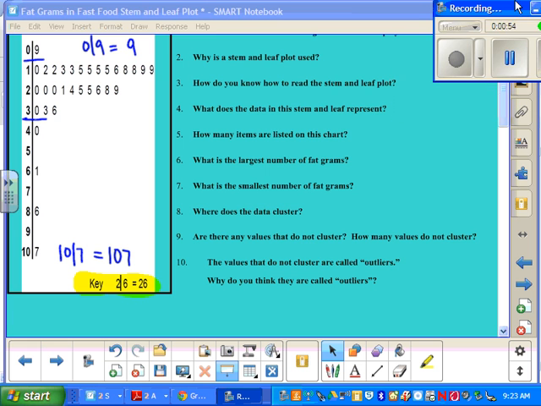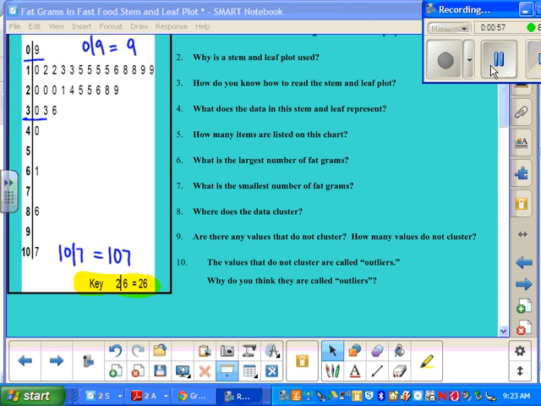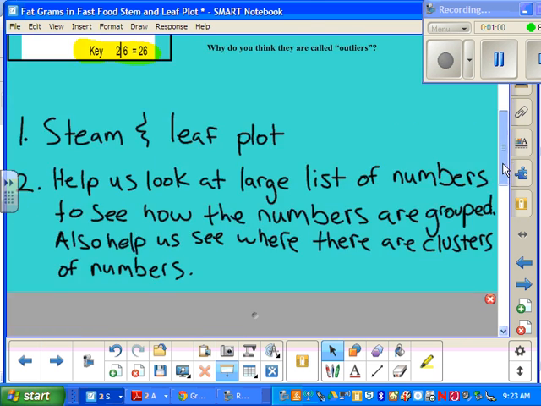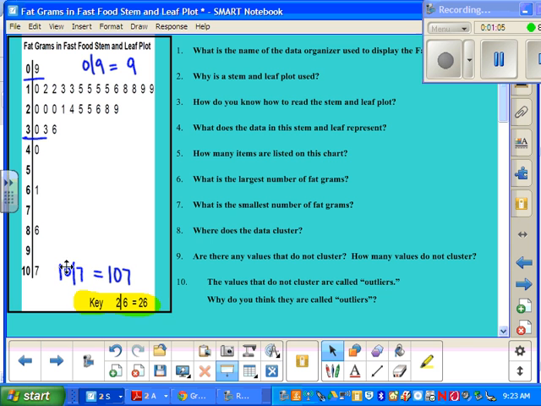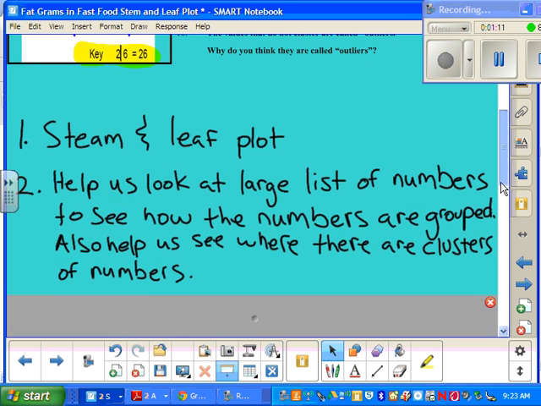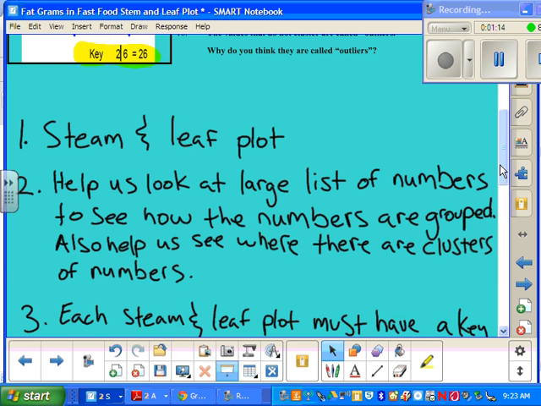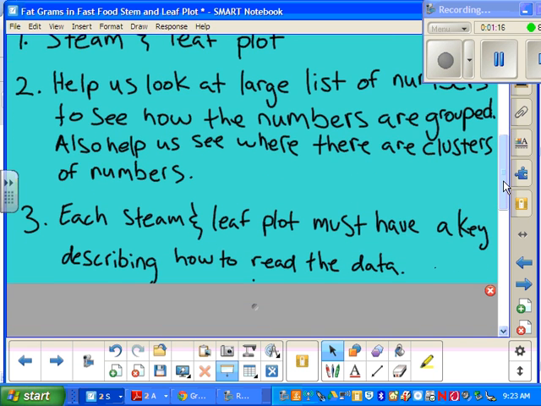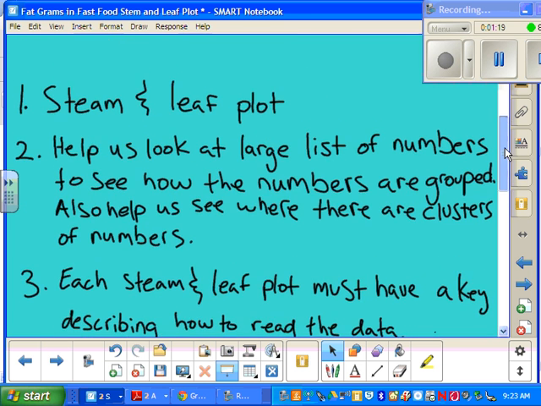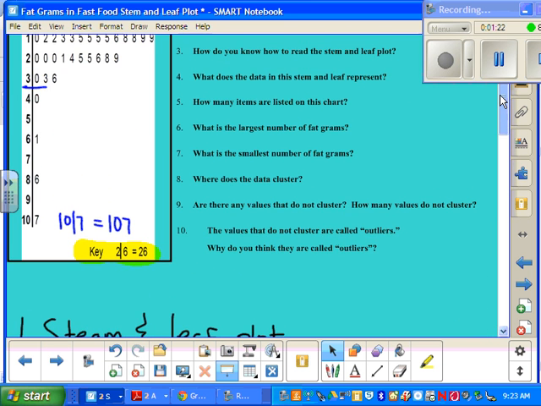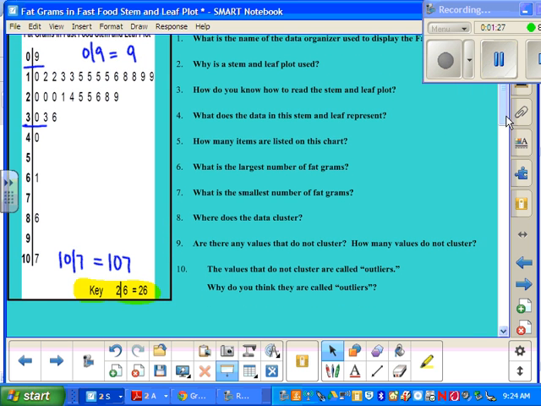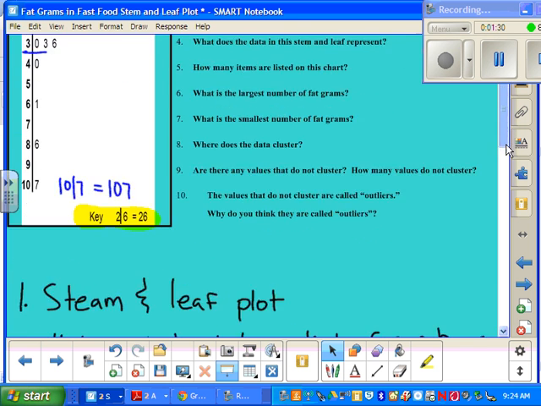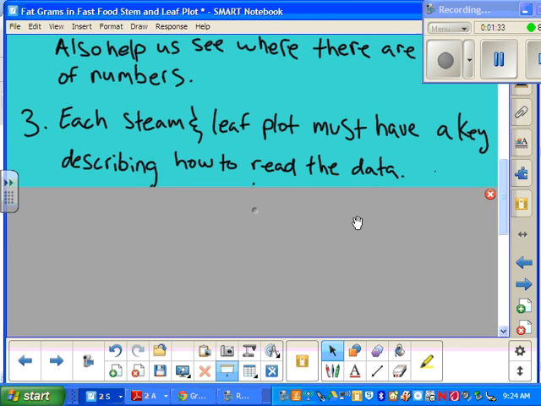Question 3. How do you know how to read the stem and leaf plot? As you can see, we have the key highlighted for you in our chart. The key is at the bottom of the stem and leaf plot, and each stem and leaf plot must have a key describing how to read the data. Question 4. What does the data in the stem and leaf plot represent? At the very top of our stem and leaf plot, we have the name of our data, which is the fat grams and fast food items. It tells you in the title what we're looking for.